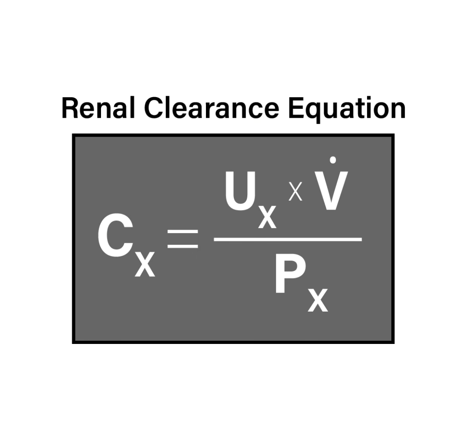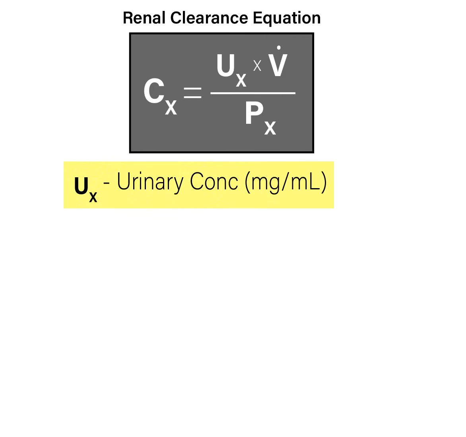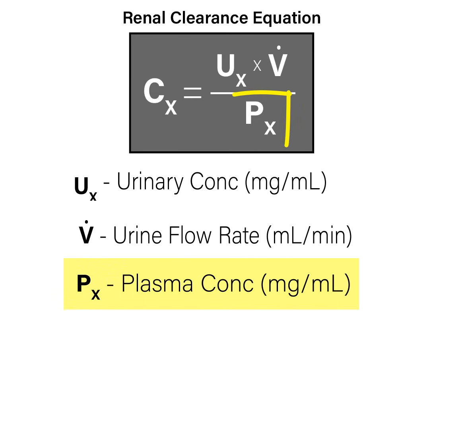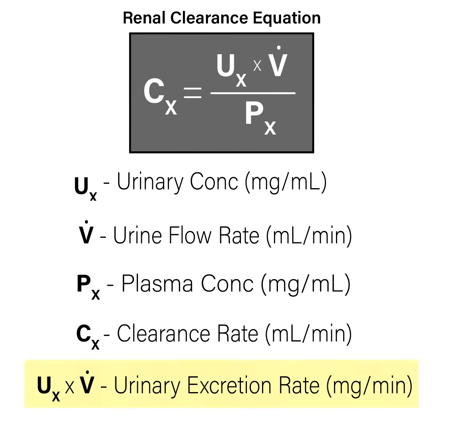Okay, so here's the renal clearance equation. The clearance rate of substance X is equal to the urinary concentration of X in milligrams per milliliter times the rate of urine production in milliliters per minute. These terms are divided by the arterial plasma concentration of X in milligrams per milliliter. This gives us the renal clearance of X in milliliters per minute. Note that collectively the numerator is the urinary excretion rate in milligrams per minute. Therefore, this equation computes a rate of urinary excretion normalized to the plasma concentration.